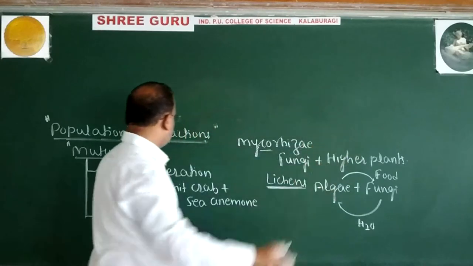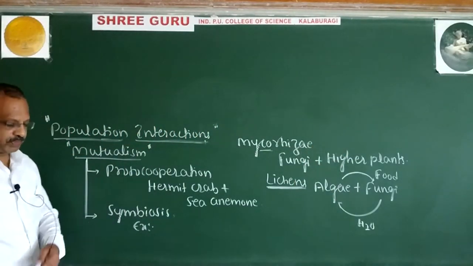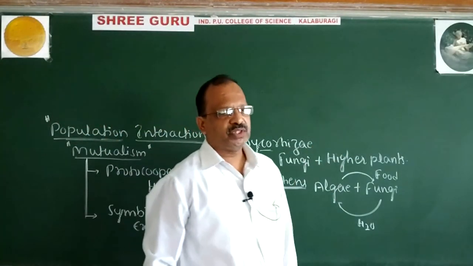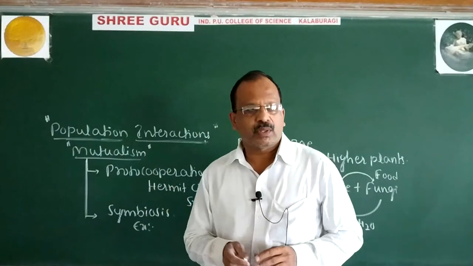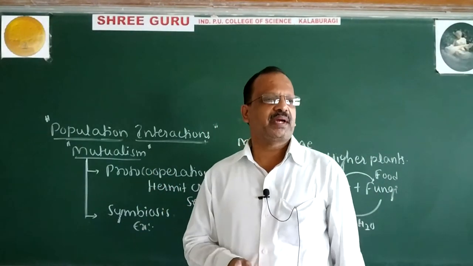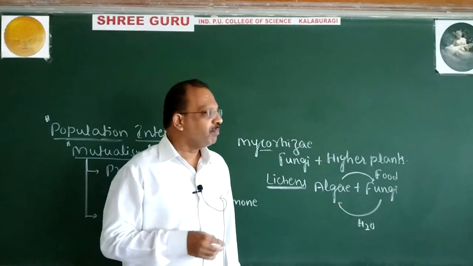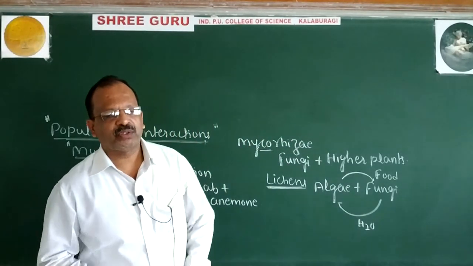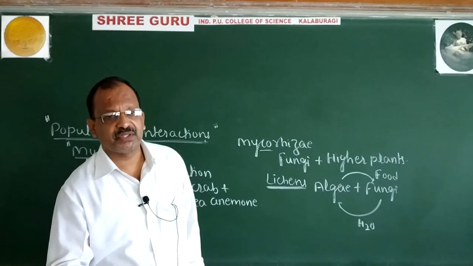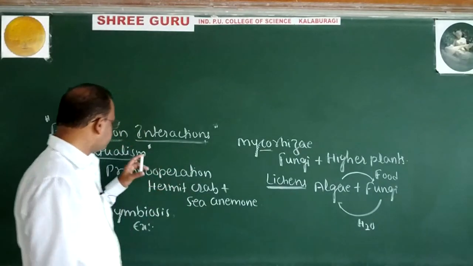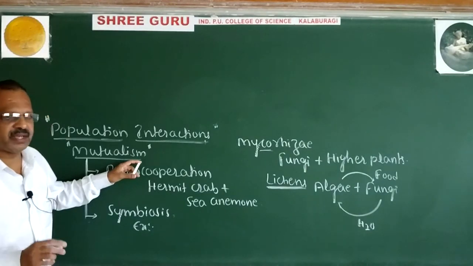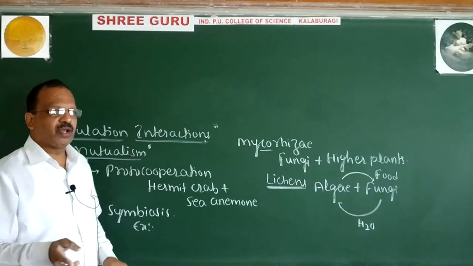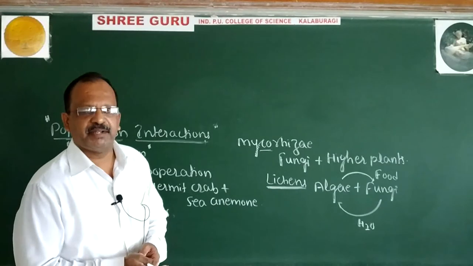Okay, now look over next matter, mutualism. In mutualism, both of the species are benefited. Mutualism is also called as symbiotic association. In symbiotic association, both the partners or both the species are benefited, where both the partners will get benefit.